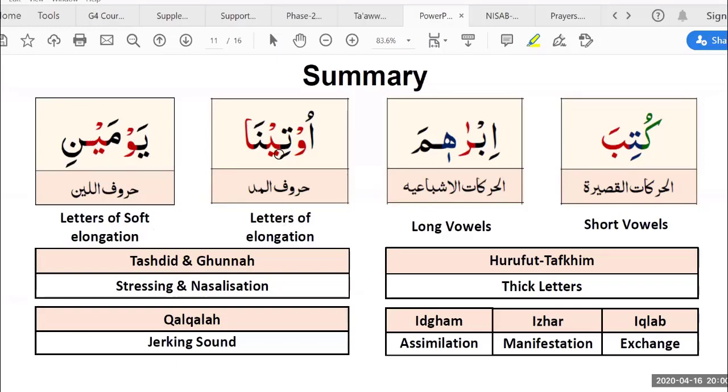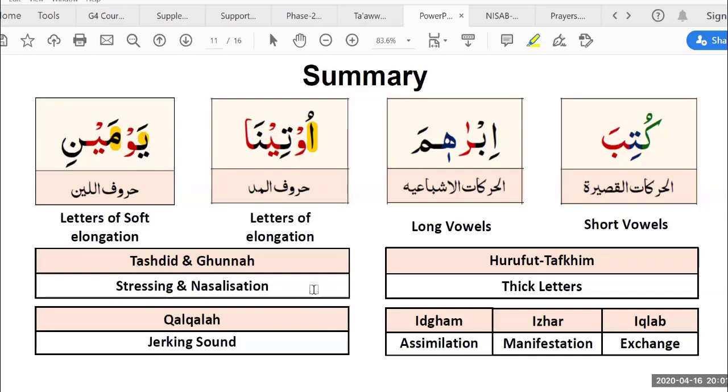And the difference between these two, huruf al-mad and huruf al-lin, is that in huruf al-mad, the ya is preceded by a letter carrying a kasra stroke, whereas in huruf al-lin, it's preceded by a letter carrying a fatha stroke. Similarly, in huruf al-mad, waw is preceded by a letter carrying a dhamma stroke, whereas in huruf al-lin, it's preceded by a letter carrying a fatha stroke.